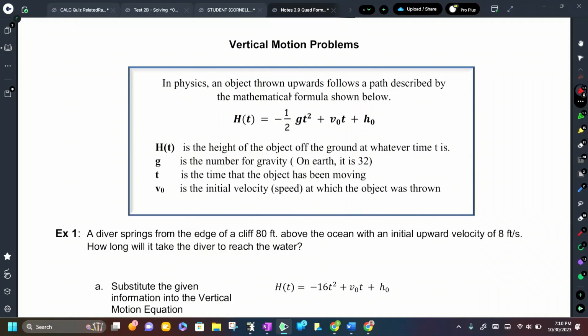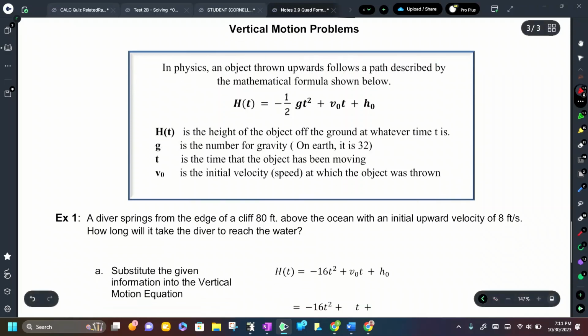So we have -1/2 times g. This g is gravity, and here on Earth that's 32 if you're in imperial units. Usually you're in the metric system, so it's like 9.8 meters per second squared. And then our velocity, this v with a subscript of 0, we call that v naught. That is our initial velocity, and h naught is our initial height. So we've got what everything means over here.